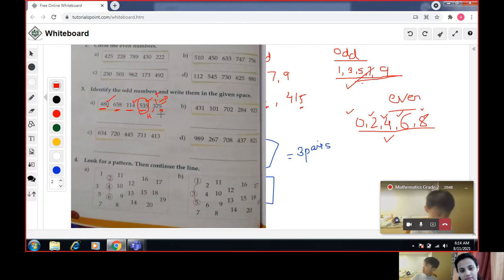Can you see here? Can you see the ones place? Yes, I see. In the ones place, there is 5, right? So tell me, does 5 come in the odd numbers or in the even numbers?